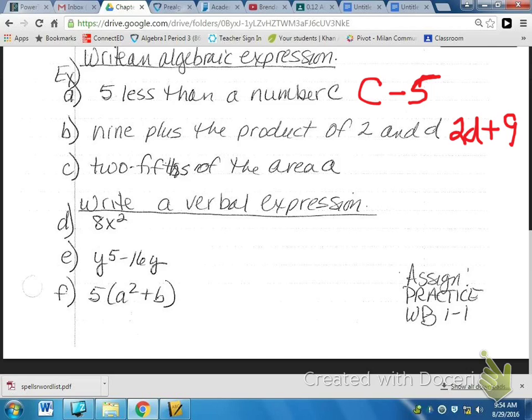All right, C, 2/5 of the area A. 2/5 of the area A, what would the algebraic expression be?